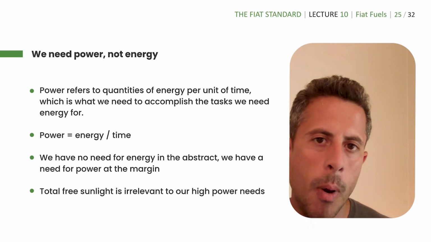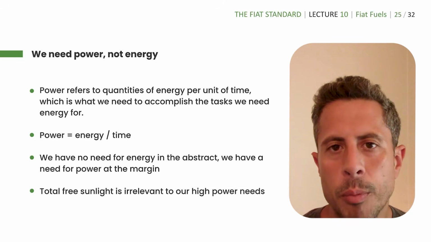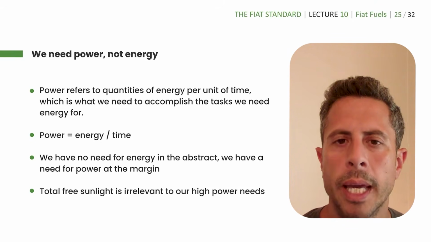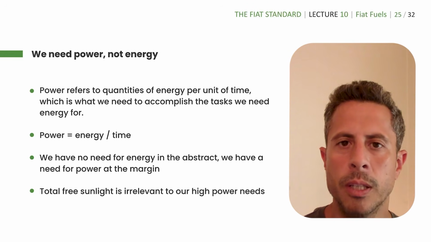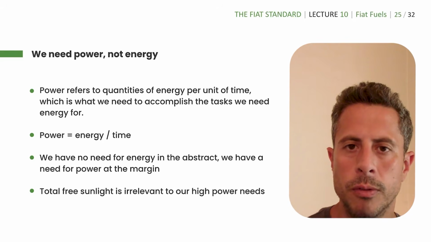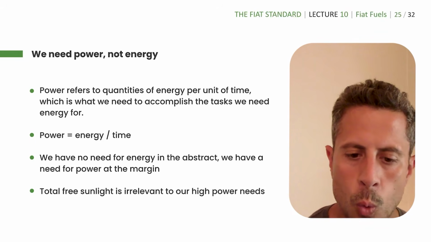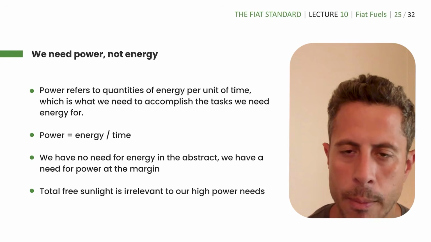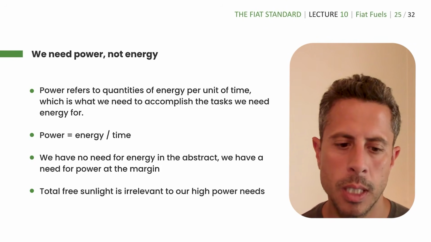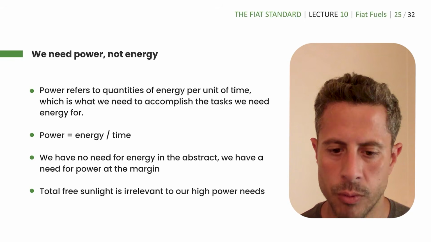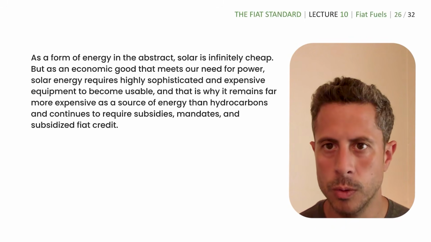And really, the market for energy, I think, should more accurately be known as the market for power, because you're not really just buying energy in the aggregate. You're buying energy per unit of time. You're buying this much energy per unit of time. This is how much work you can get done in a specific unit of time. So we don't have a need for energy in the abstract, in the aggregate. We have a need for power at the margin. And so total free sunlight is irrelevant to our high power needs. What we need is high doses of power.